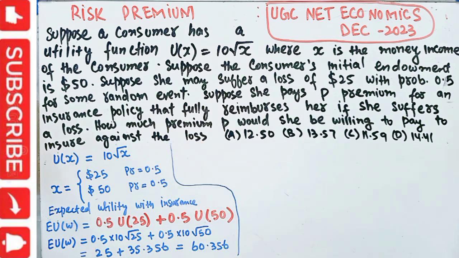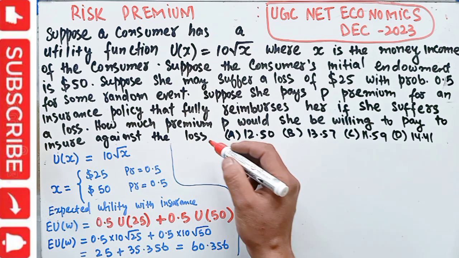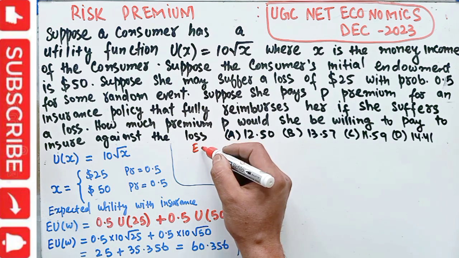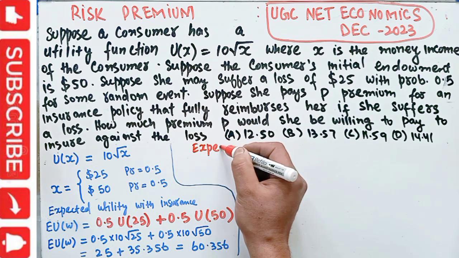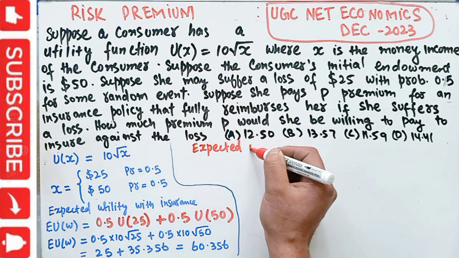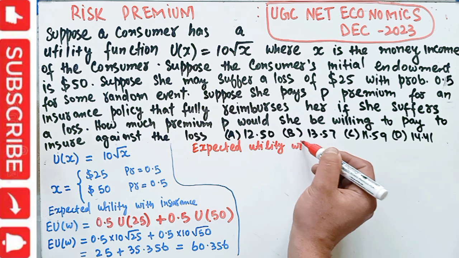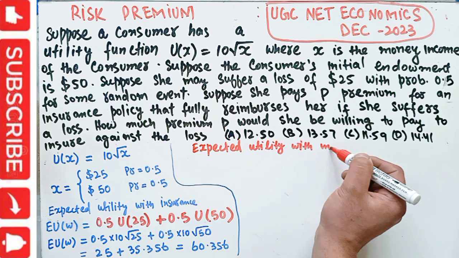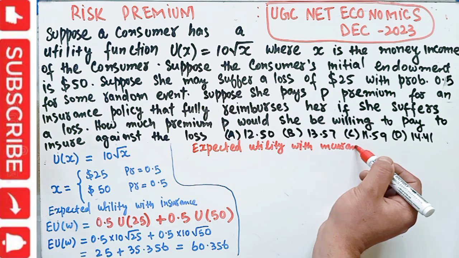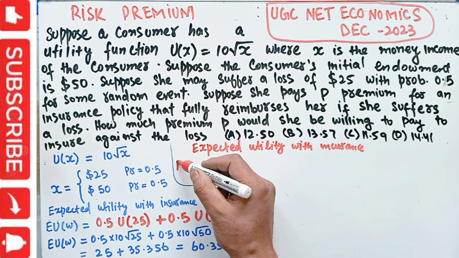Now we need to compare this expected utility without insurance with the expected utility with insurance. Okay, so let me write it here. We need to compare it with expected utility with insurance. And let's denote it by E.